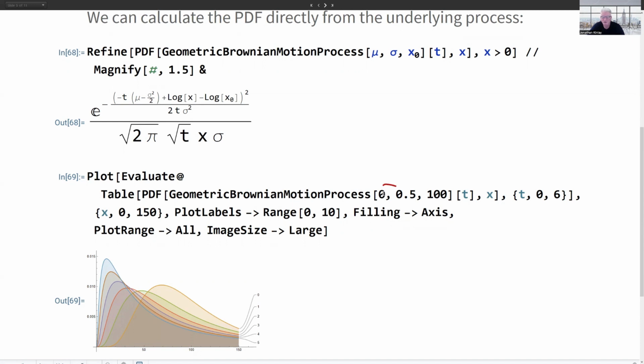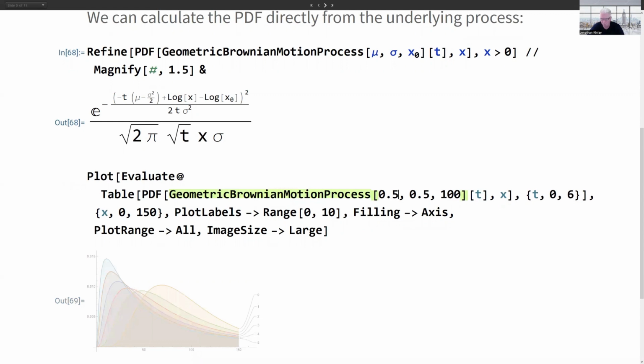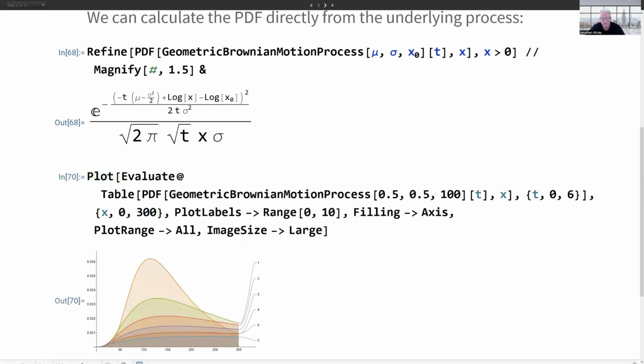If we change the GBM process to have a positive drift, say mu equals 0.5, and extend the plot range a little so we can see what's going on, here we see the opposite effect. Now the drift, t times mu minus sigma squared over 2, is positive. And so the mean is shifting over time to the right, it's becoming larger. As before, the standard deviation increases with the square root of time.